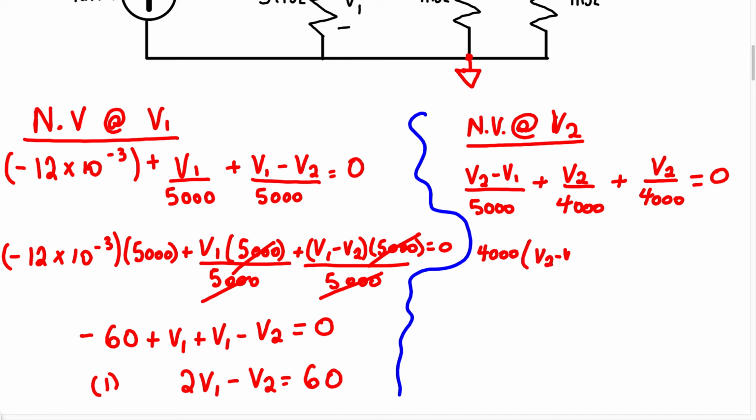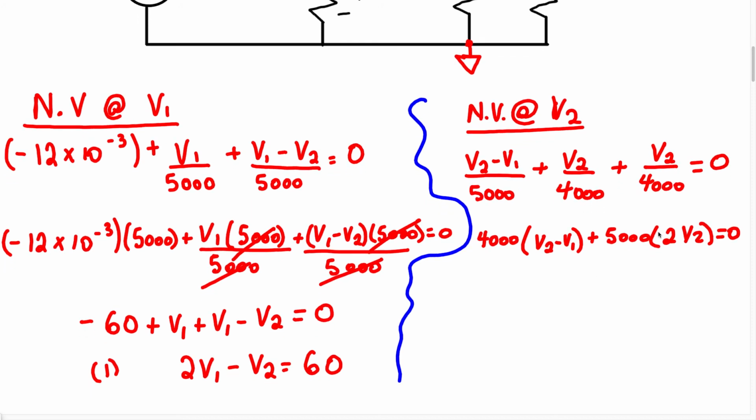V2 minus V1 plus 5,000 V2, and because we have V2 two times with the same denominator, we're actually just going to write this as 2V2, right? So we're going to write this as 2V2 equals 0. Of course, you don't have to skip that step, but for the sake of space, I just skipped that step, right? Okay, now I'm going to simplify this.